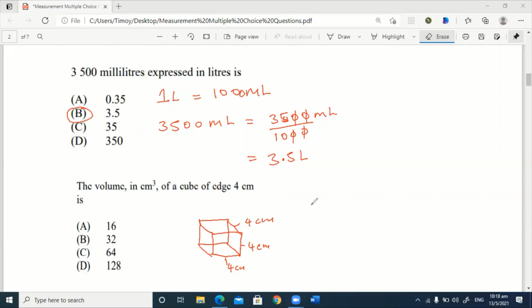So the volume of a cube now is going to equal to V for volume is going to equal to length times length times length, which is going to equal to 4 times 4 times 4, which is going to equal to 4 times 4, that's 16, and 16 times 4, that's going to give us 64. Remember your unit, because it is volume, it is going to be cubic centimeter. So our answer here is going to be C.